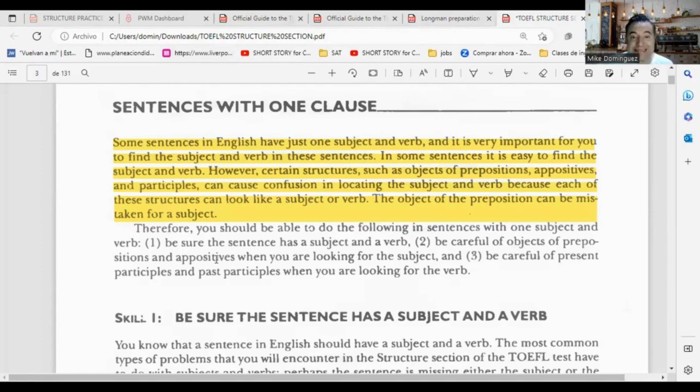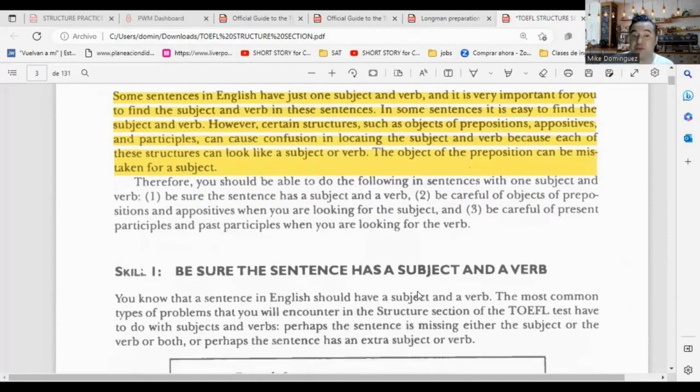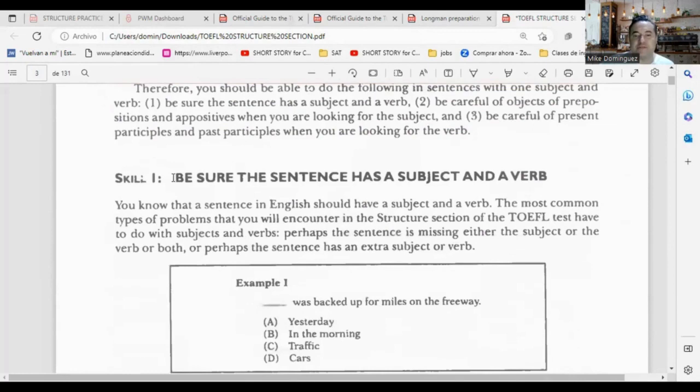Correct, very good. Therefore, you should be able to do the following in a sentence with one subject and one verb. Be sure that the sentence has a subject and a verb. That's right. Be careful of objects of prepositions and appositives when you're looking for the subject. And third, but not least important, be careful of present participles and past participles when you're looking for the right verb. Be sure the sentence has one subject and one verb. You know that a sentence in English should have a subject and a verb, right?